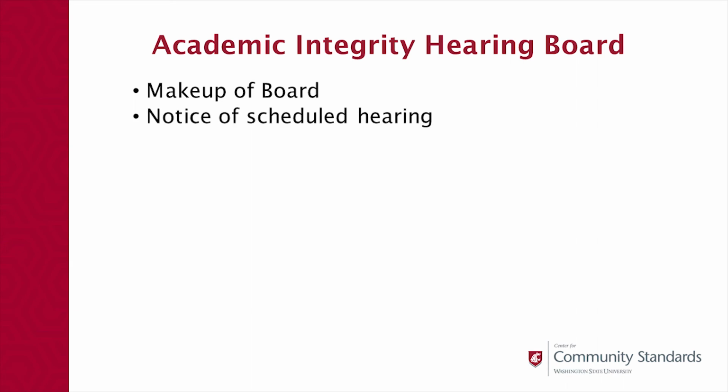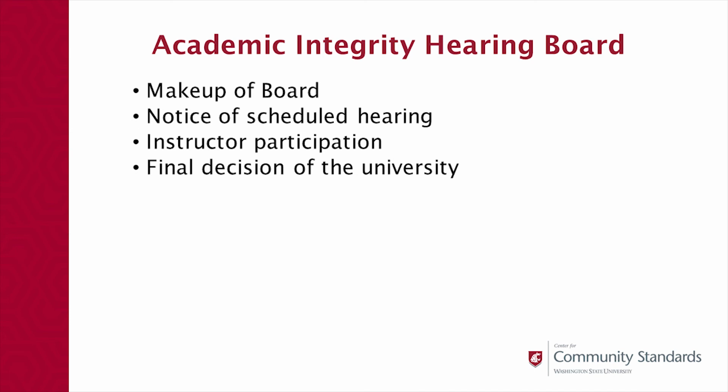You will receive notice by WSU email of your scheduled hearing with at least 7 days' notice. Your instructor has the opportunity to participate in the hearing and share their information directly with the board. If you need to reschedule your hearing, inform the chair of the Academic Integrity Appeals Board. Their contact information will be provided in your hearing date notice, or you can contact the Center for Community Standards. You'll be asked to provide a good reason for this request.